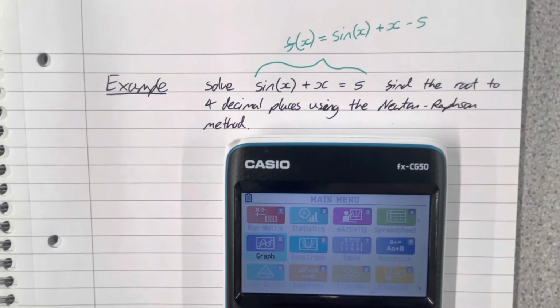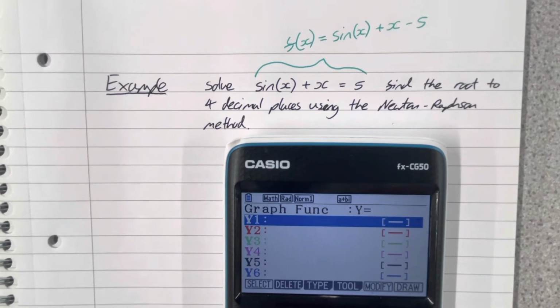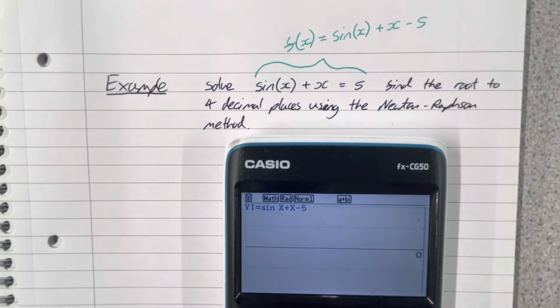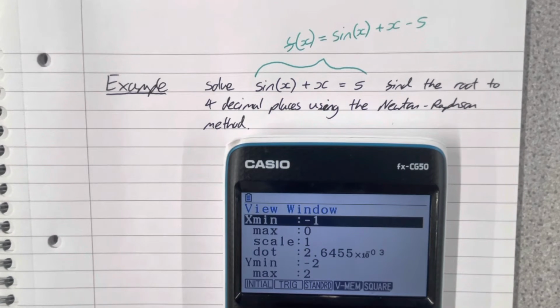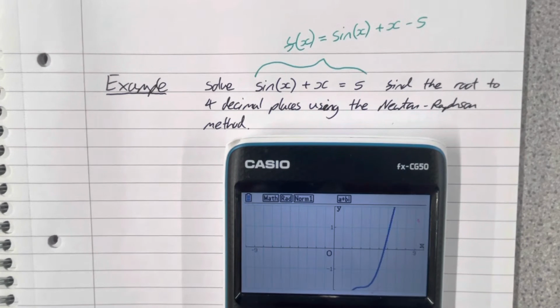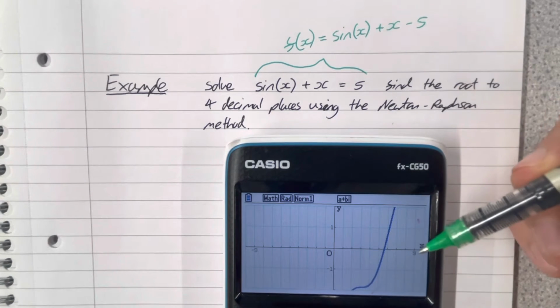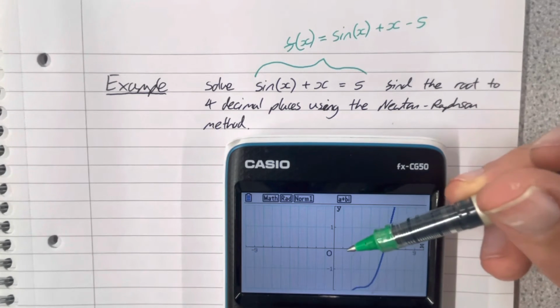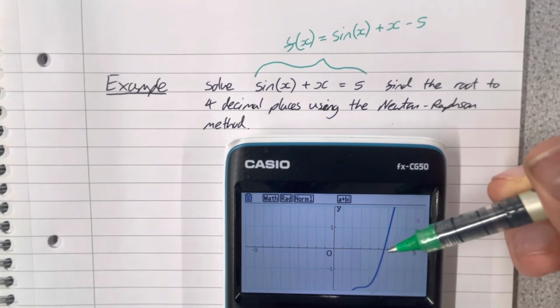So let's have a look at the graph of this function. Make sure you're in radian mode. Sine x plus x minus 5. Let's draw it and see what it looks like. There's nothing showing, so let's change the window. Let's try going from minus 10 to 10. Okay, we've got a bit of a curve there. We can see the root. I think these are all in ones, so it looks like it's between 5 and 6.